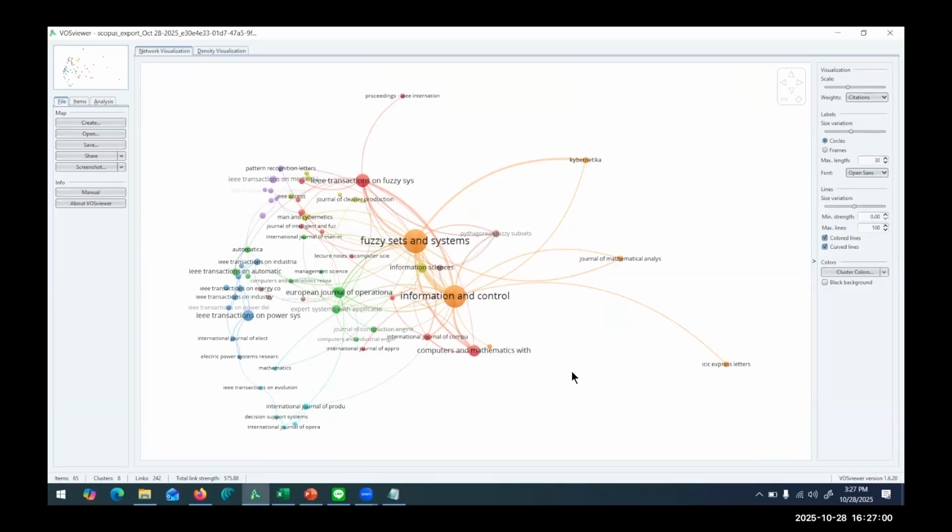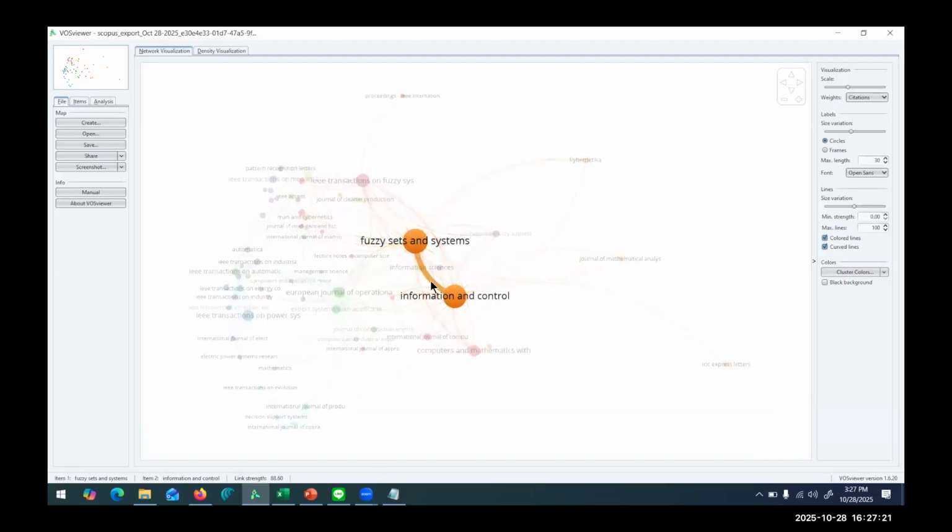So here we have a graph of co-citation analysis of the journals, and this work was published by Thai authors. Here we can see fuzzy sets and systems and information and control. These lines are the links. This link shows how strongly these journals are linked together.